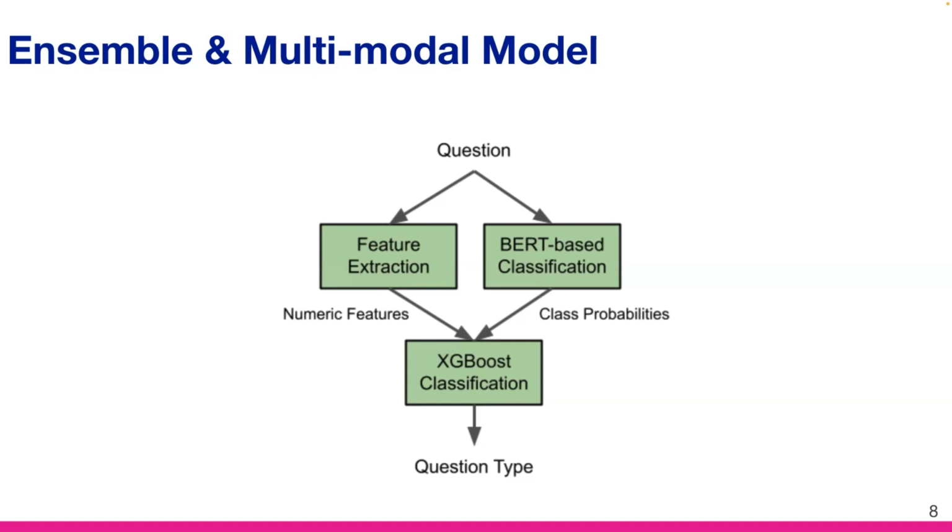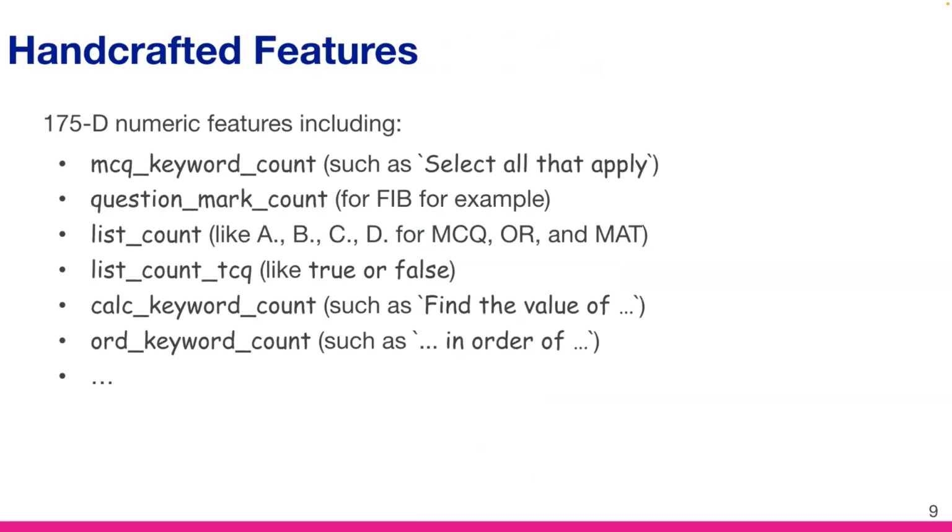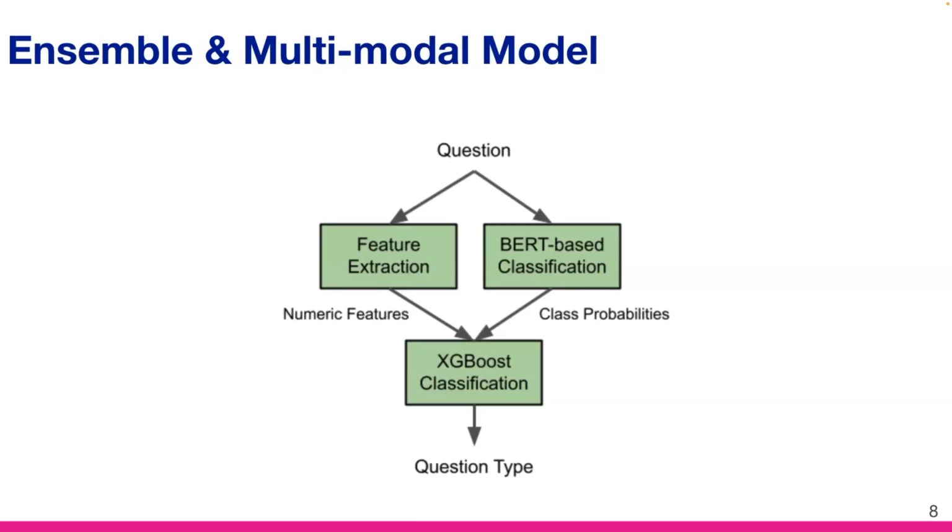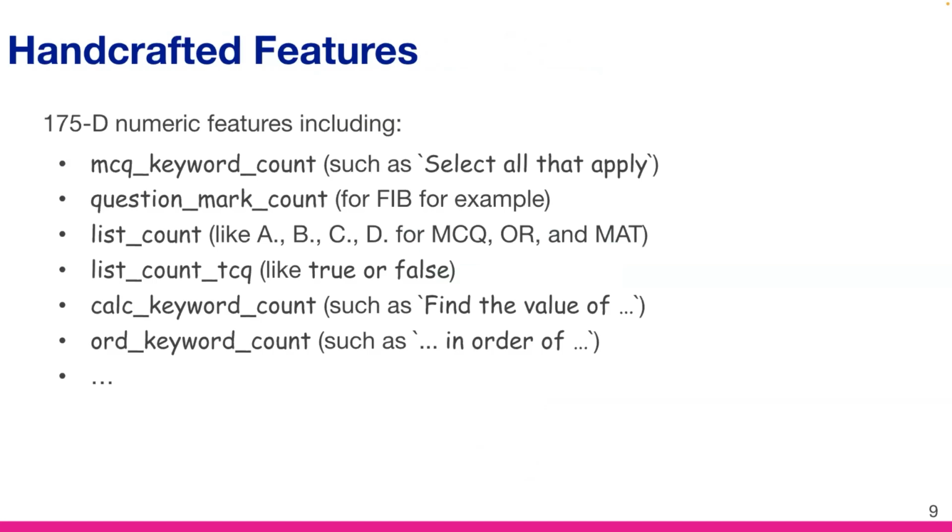With this study, we found that this combined ensemble model is really good and it's working in our platform, like I said. What are the handcrafted features on the left side of this diagram? We designed 175 numeric features for those 12 classes, and like I said, using regex.